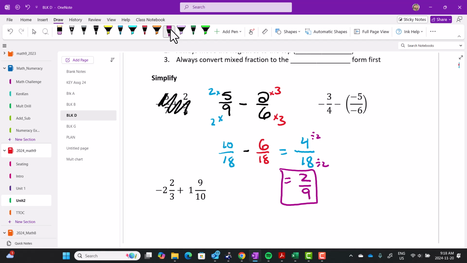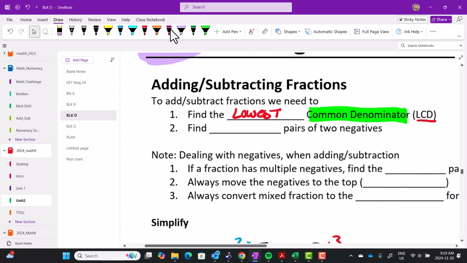Also, there are going to be more negative signs. Okay? And that's what the main thing that makes grade 9 more difficult for adding and subtracting. Now, the rules are the same as before. Okay? 2 negatives can make a positive. So we're going to find pairs of negatives, positive pairs, right, of 2 negatives.